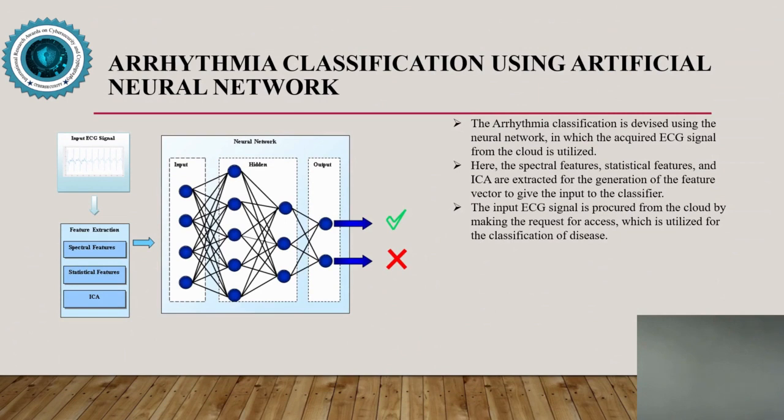This is the arrhythmia classification using artificial intelligence in detail. When we receive the data from the input ECG signal, we give it to the feature extraction, and it is passed through the neural networks, and then it goes to the arrhythmia classification model.